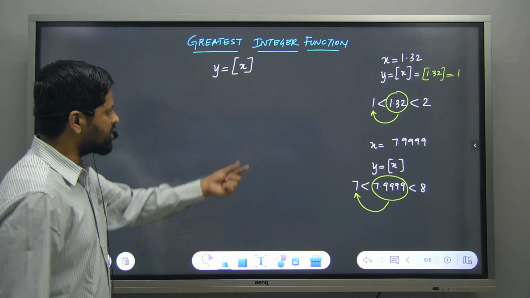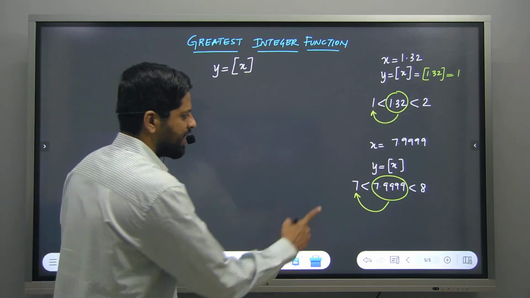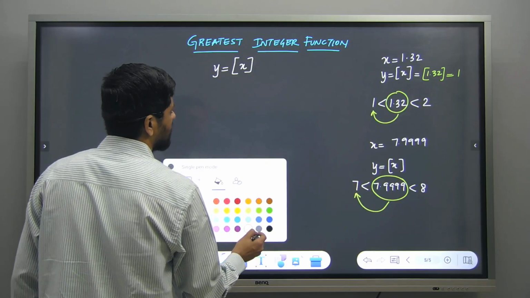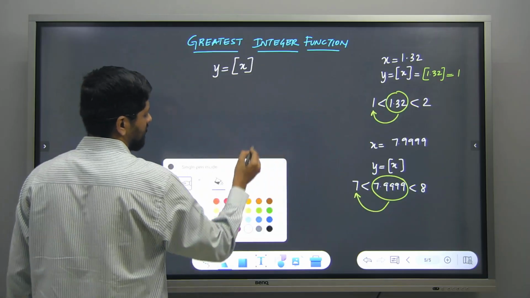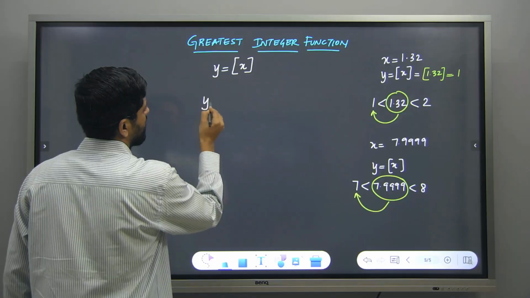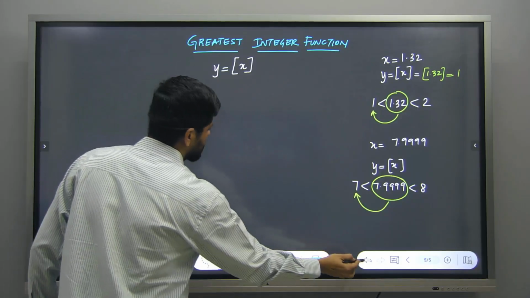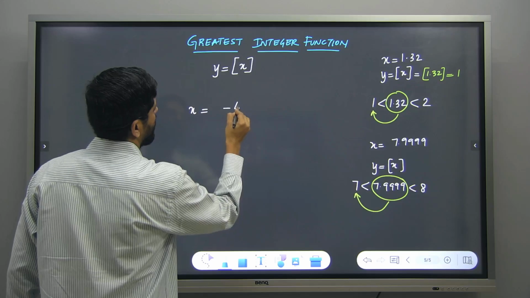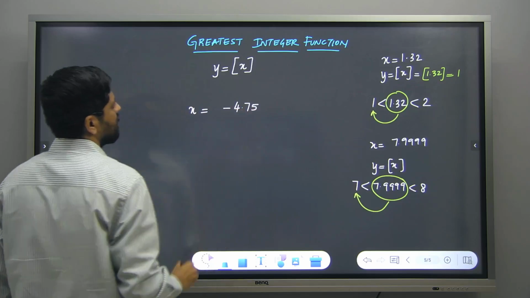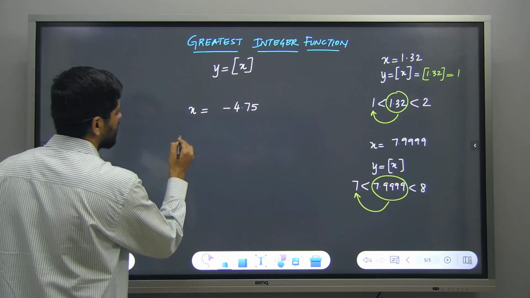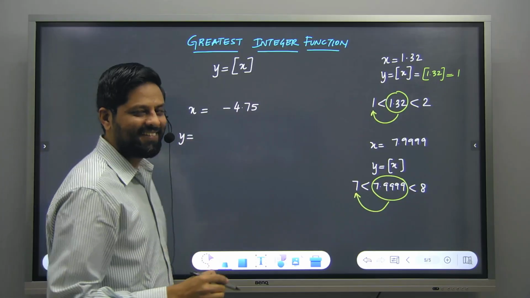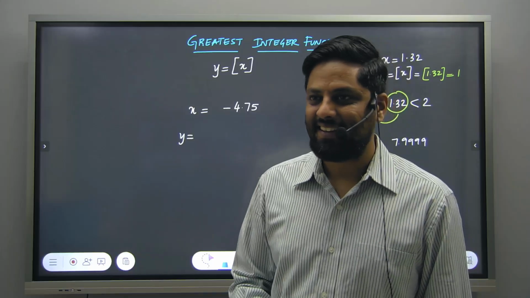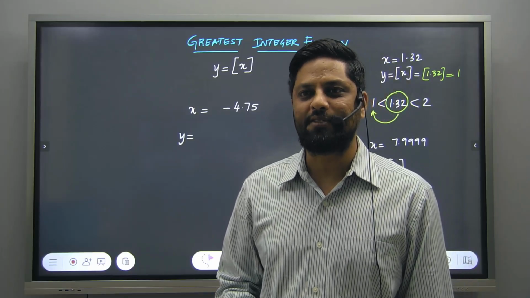All right. Let me ask one more question like this, and then I will start drawing the graph. Let us check what happens for x equal to minus 4.75. Minus 4.75. Some say minus pi, some say minus 3, and some say minus 5.